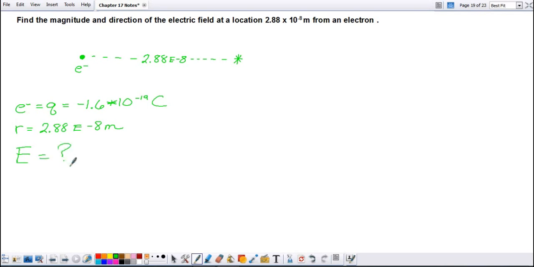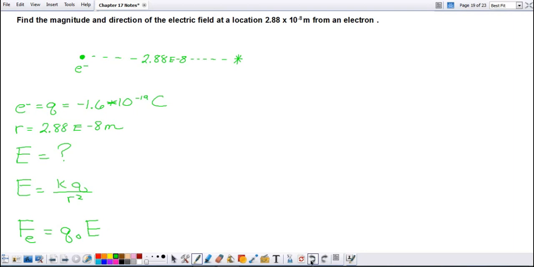We've got two equations for electric field. The first one, the electric field is equal to Coulomb's constant times the charge divided by the distance you are away squared. And in the second one, the electric force is equal to the test charge multiplied by the electric field.